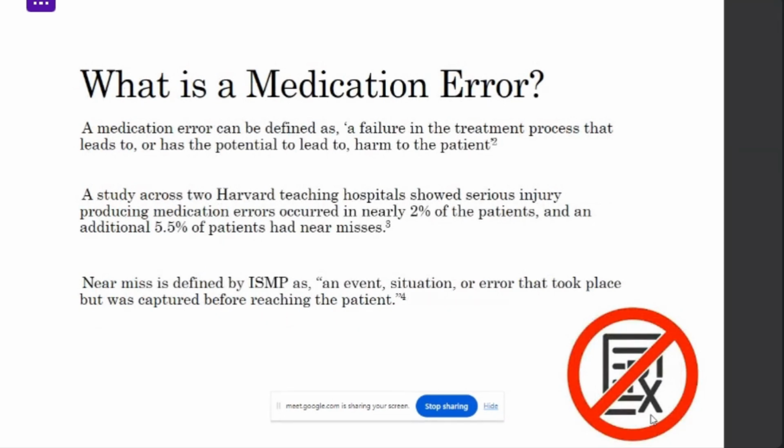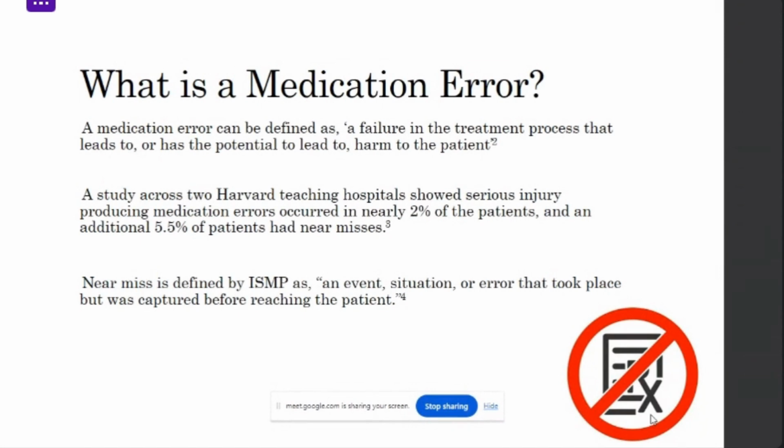So what is a medication error? It is a failure in the treatment process that leads to, or has the potential to, harm a patient. Everyone goes to the hospital to treat themselves, to get a cure for their condition or illness. So an error can cause a patient harm and even death. Medication errors are one of the leading causes of hospital-acquired injuries, of increased hospital stays, or even of sentinel events, where the patient loses their life due to some kind of mistake.